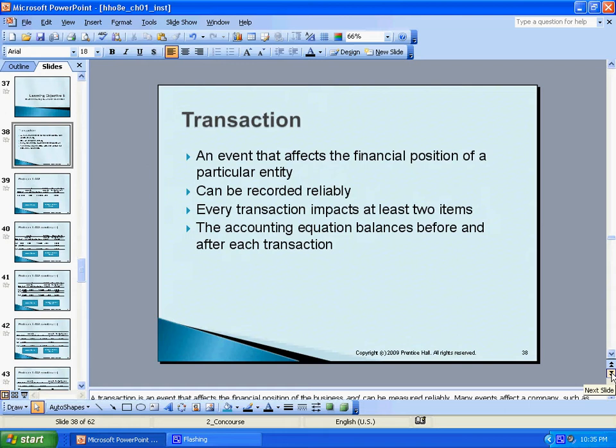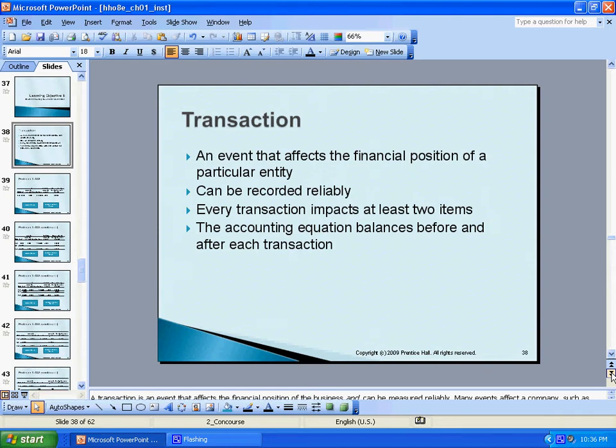It's an event that affects the financial position of a particular entity. It can be recorded in a reliable manner. Every transaction impacts at least two items. For example, if you purchase supplies for cash, cash goes down, supplies goes up. Two items are being affected.